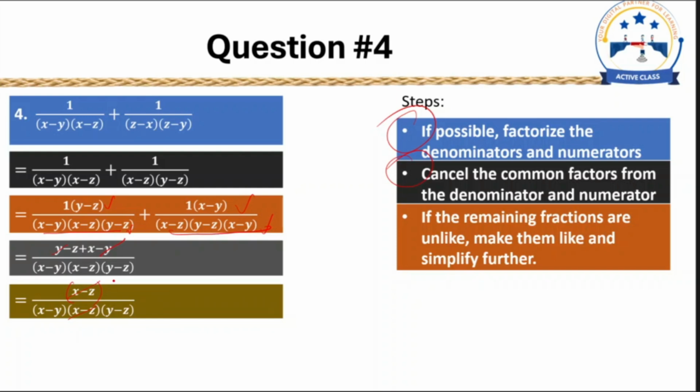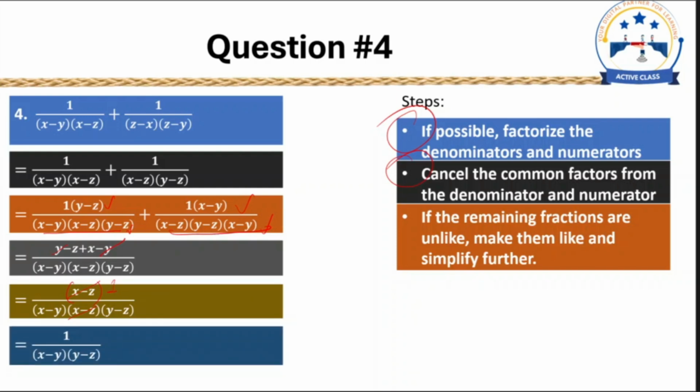What remains in the numerator? If you divide it, then there remains only 1. So our final answer is 1 over x minus y times y minus z. Done.